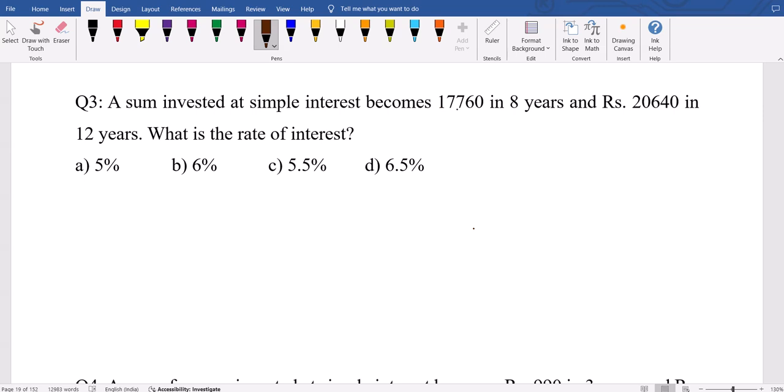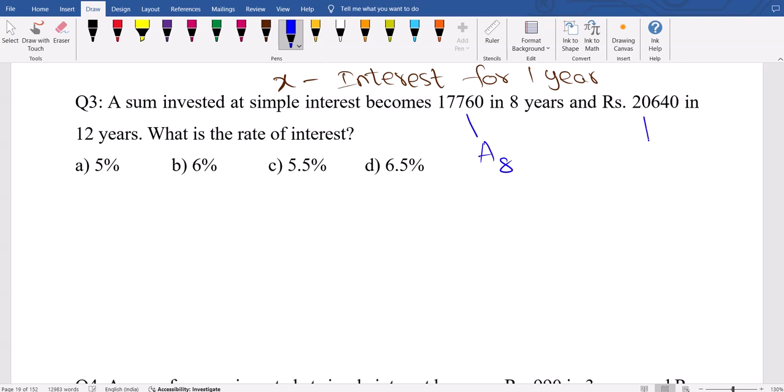17,760 in 8 years, 20,640 in 12 years. I said X is the interest for 1 year. Generally in the simple interest concept, interest is the same for every year until repayment is done. If there is no repayment, interest for 1 year is X. 8 years, this is also an amount here. This is the amount in 8 years, and this is the amount in 12 years. Amount means principal plus interest.